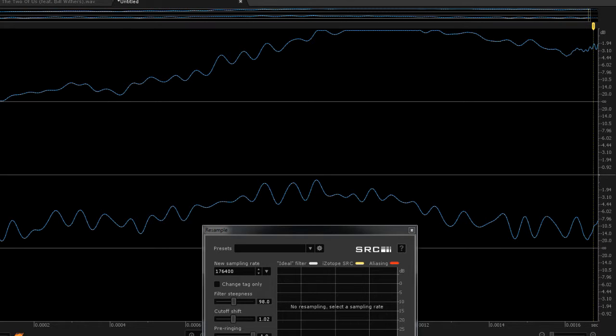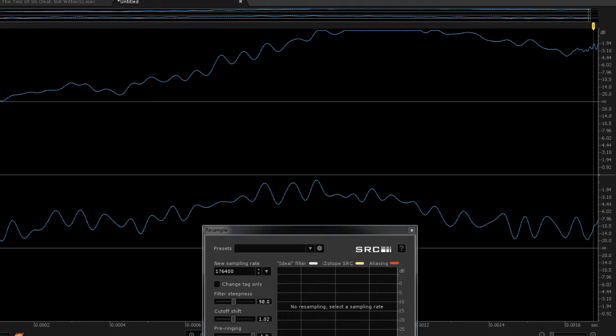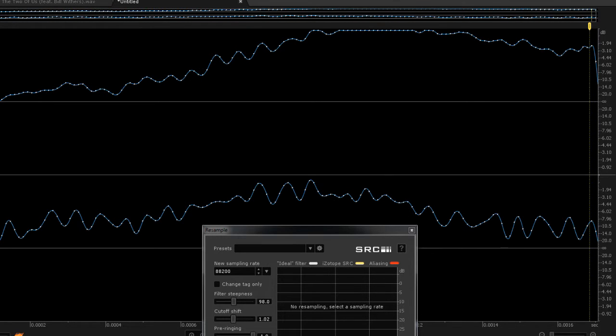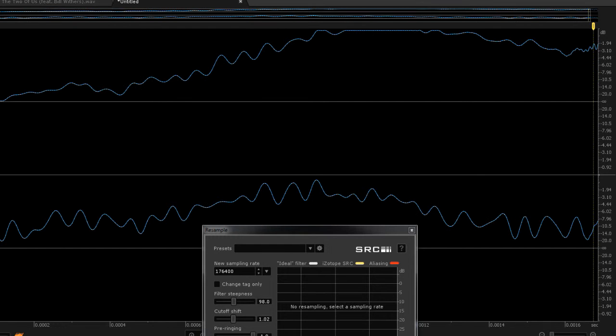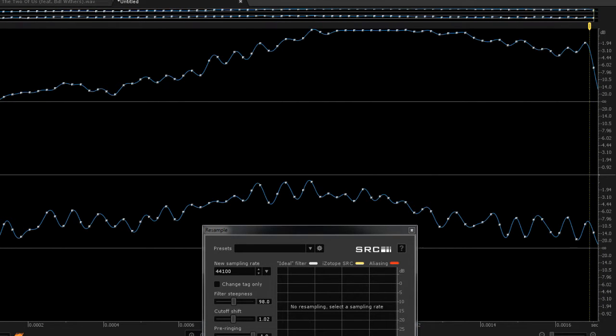176, cut that in half, and you go to 88. You see how it changes there? It's just cutting it in half. That's very simple. And then 88 to 44. 88, 44. And see how it changes.